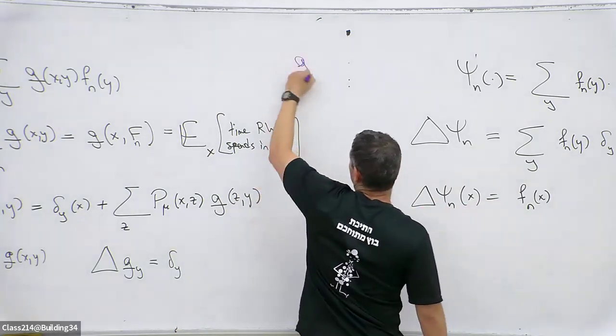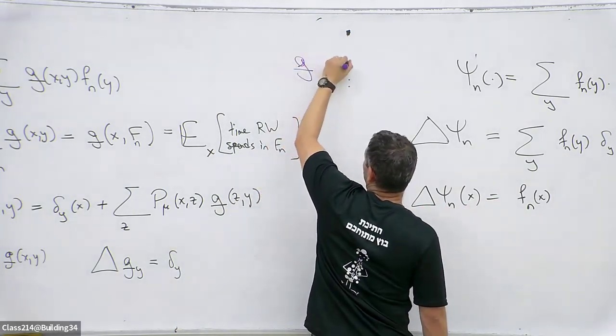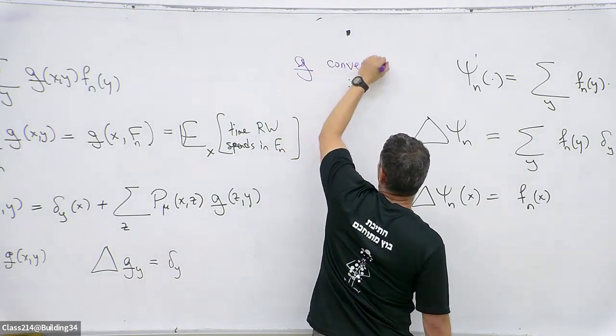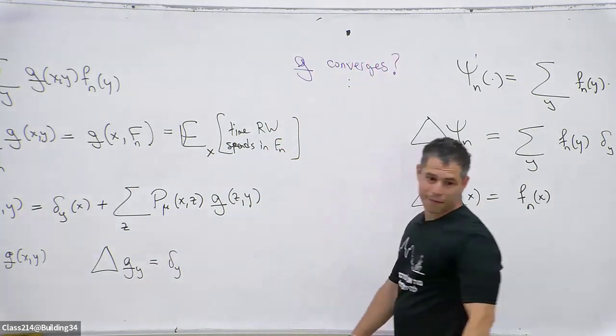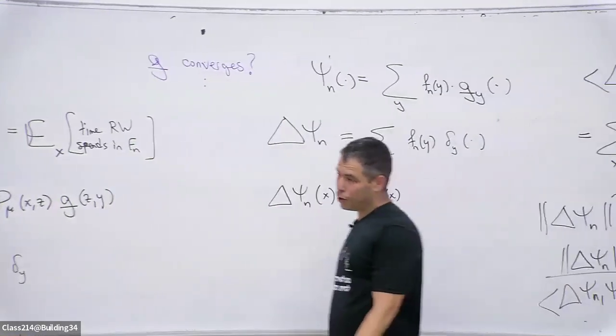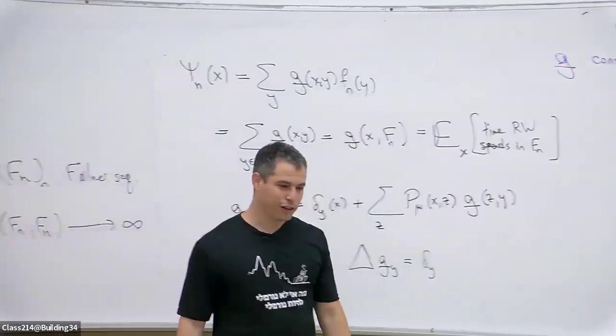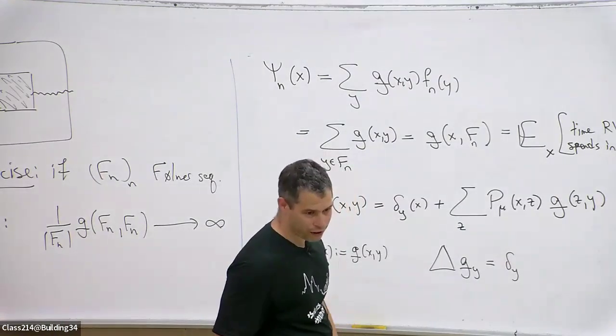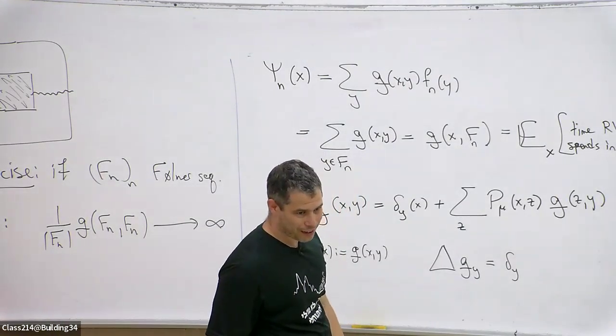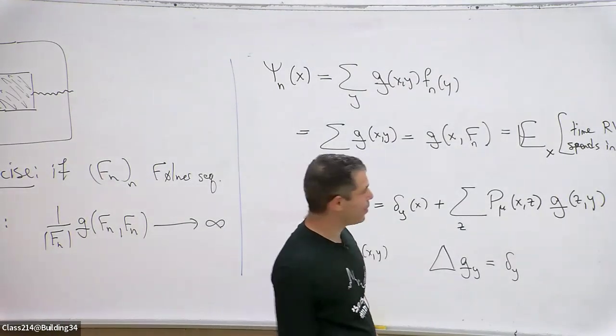One is: does the Green function even converge? That's only if the walk is transient. So definitely there are some groups for which this doesn't converge. Okay, so that's one problem.